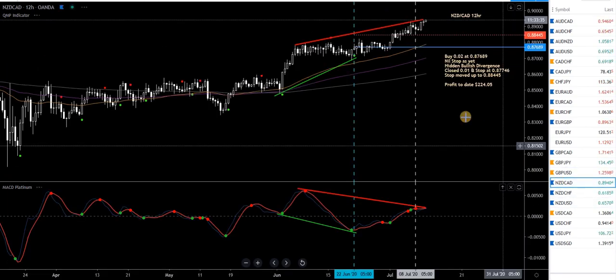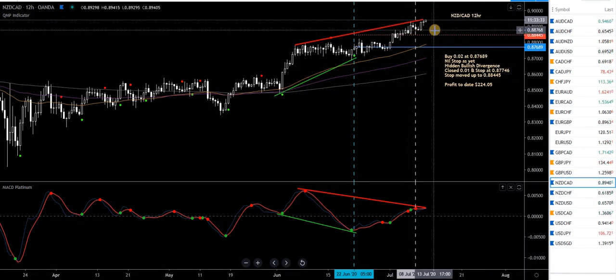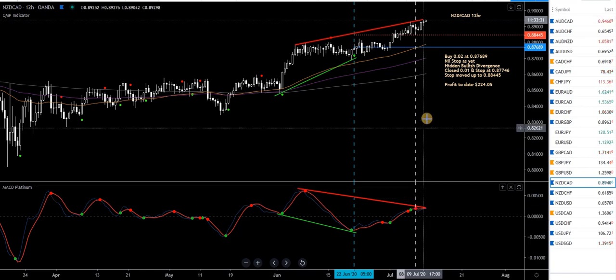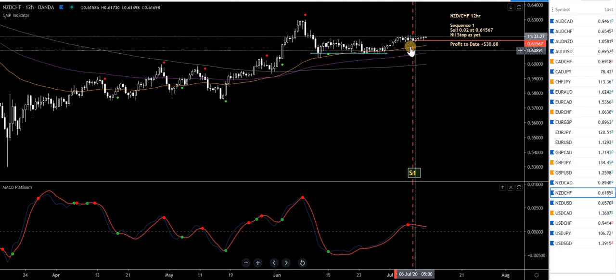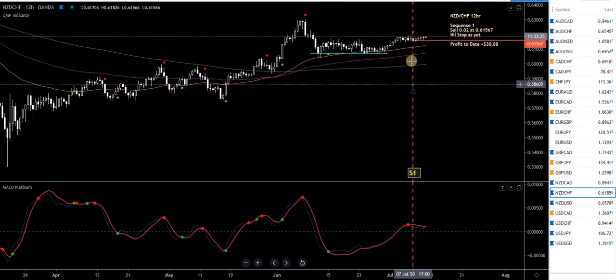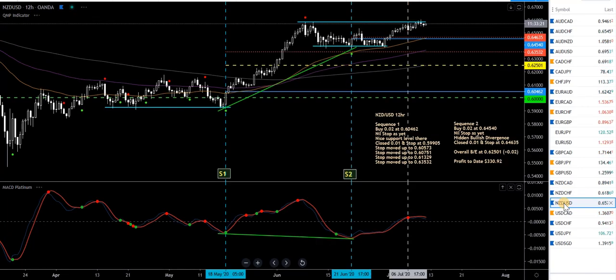New Zealand CAD in a buy, stop in place, getting ready for a sell, but it keeps on heading up. All good. New Zealand Swiss in a sell, going sideways, it's on the wrong side of my entry level, but no big deal. New Zealand USD in a buy here, and it's got a stop in place there, and a second buy here, and it's got a stop in place above the entry level.